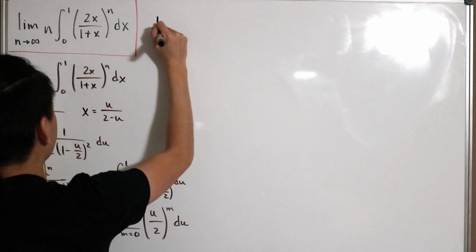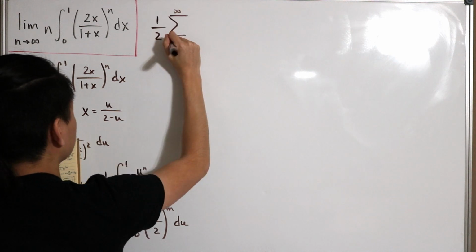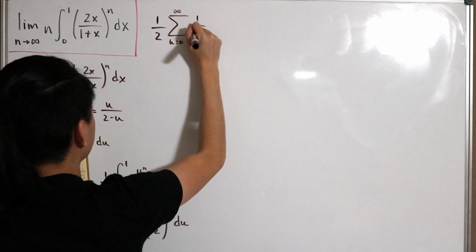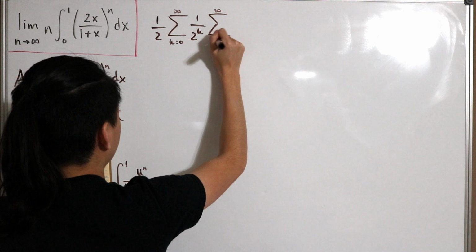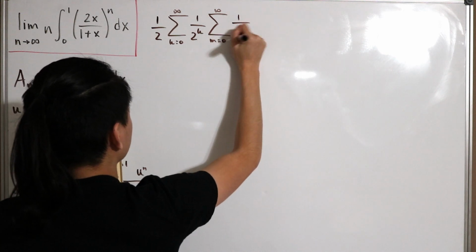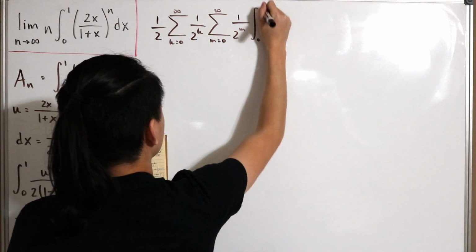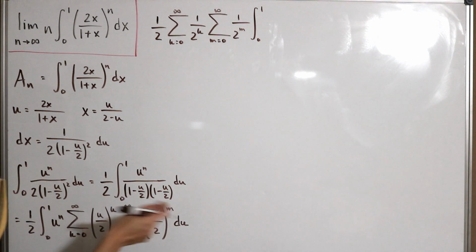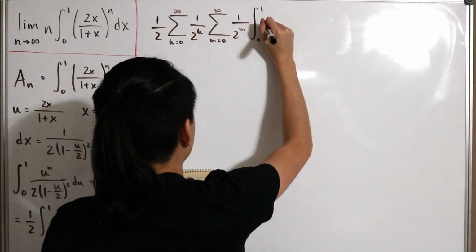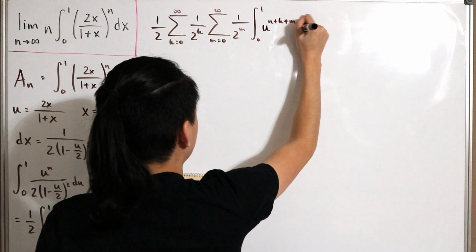So we would have 1/2, then I'll write this as the infinite sum, k equals 0, of 1 divided by 2 to the power k. Multiply this with the infinite sum yet again, for m equals 0 of 1 divided by 2 to the power m. Then we just multiply with our integral from 0 to 1. Then use the exponent rule, so u to the n, u to the k, and u to the m. Add those up together for the exponent, so u to the power n plus k plus m, and then du.